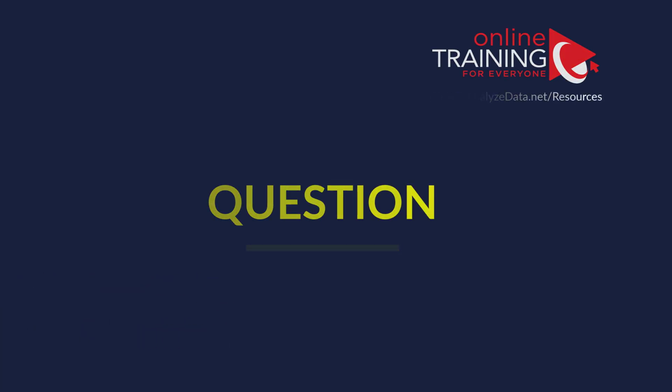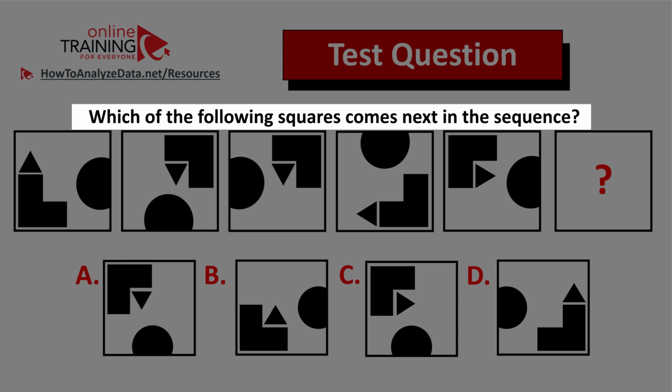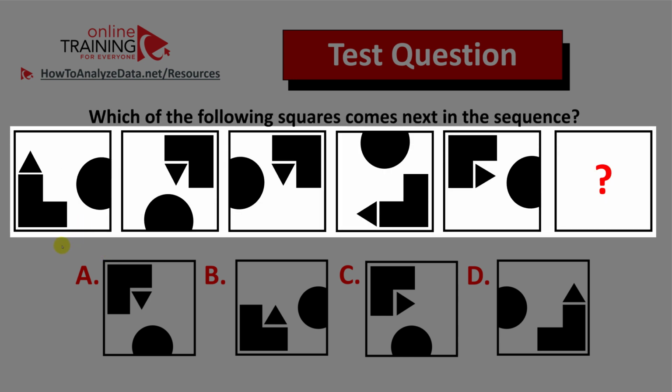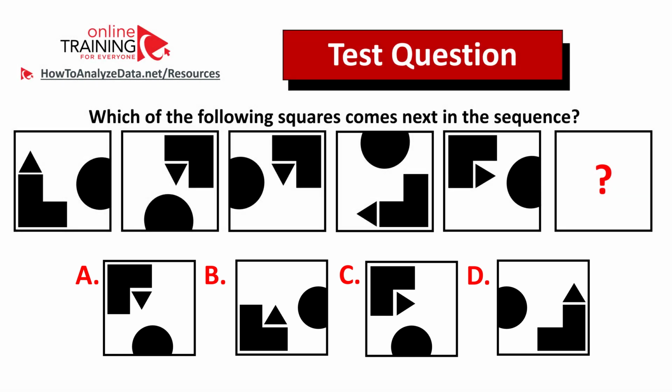Let me share with you a tricky question which tests your pattern recognition as well as analytical skills. Which of the following squares comes next in the sequence? And you're presented with the sequence of 5 squares, and the 5th square is missing. And you have 4 different choices to choose from: A, B, C, and D. Do you recognize the pattern in this question? Do you think you know the answer?